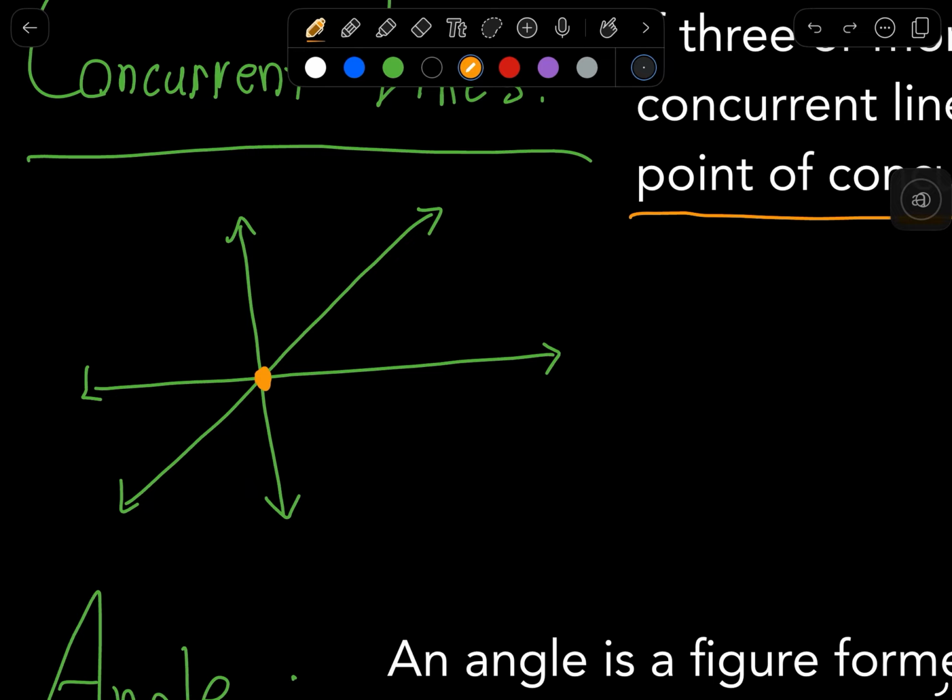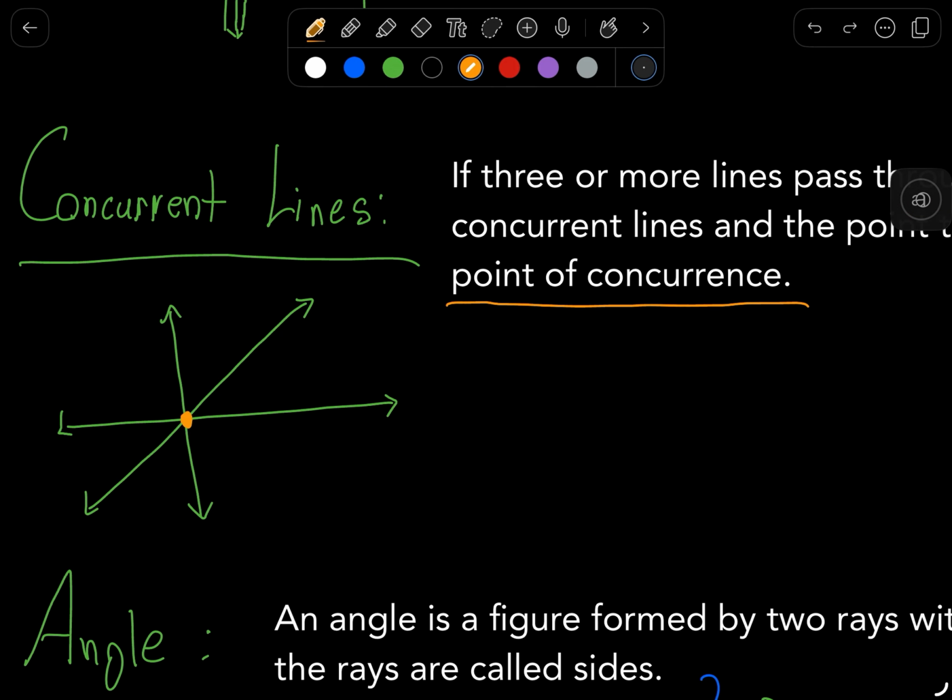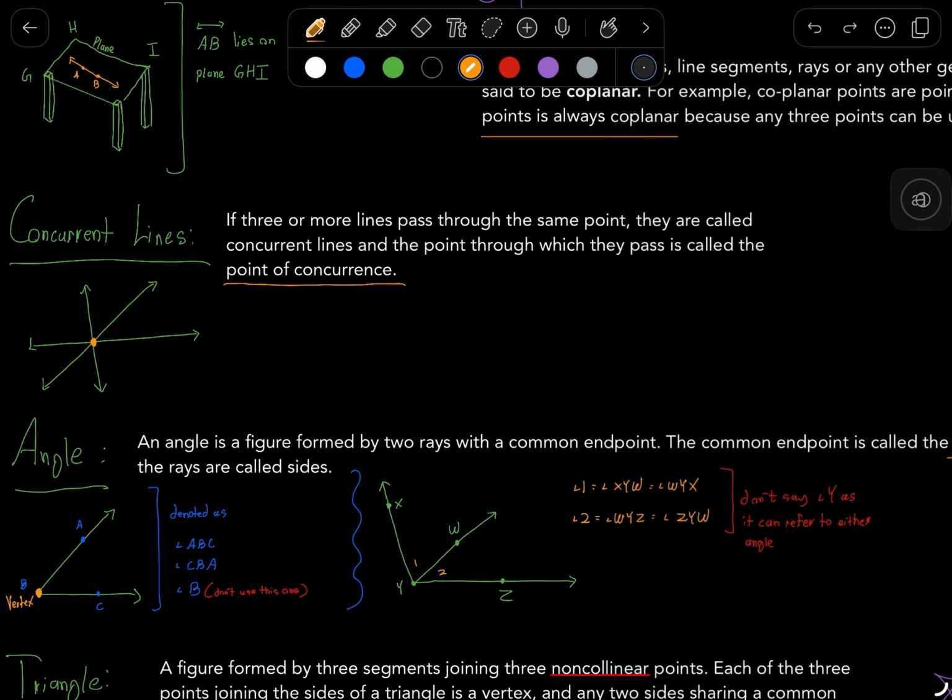For example, it might be useful to know in some problems that you have multiple lines on a figure, and if you know that multiple lines pass through the same point, then you can go on from there and make assumptions about how to continue on solving whatever the problem asks you to do. So again, not really useful to know, but just good knowledge to have.